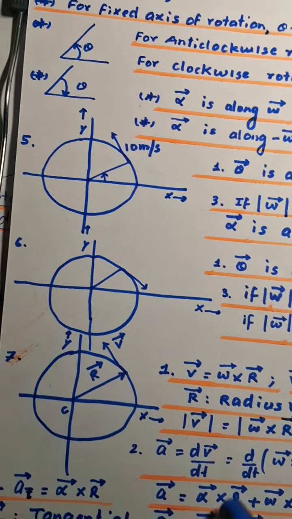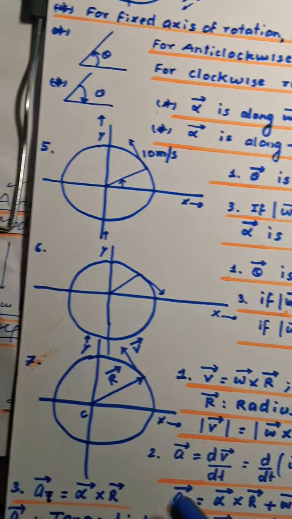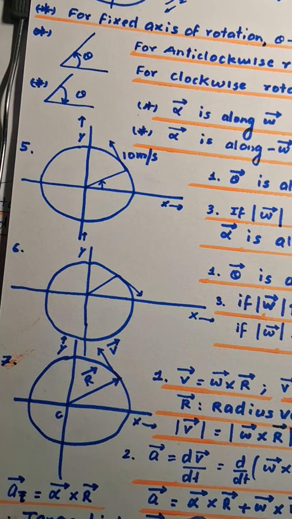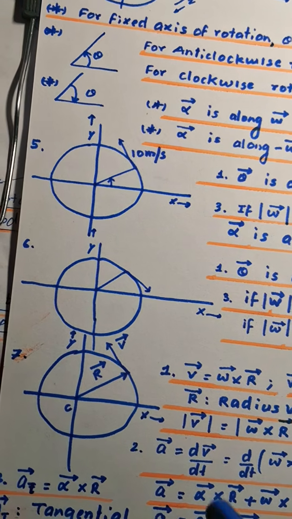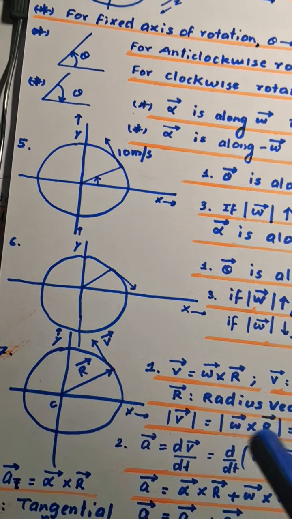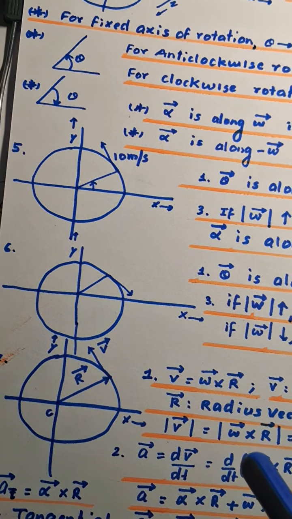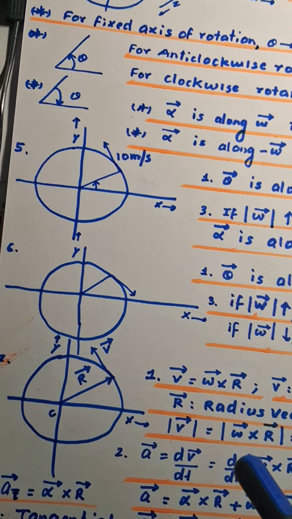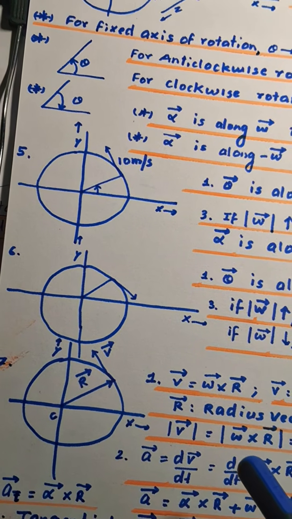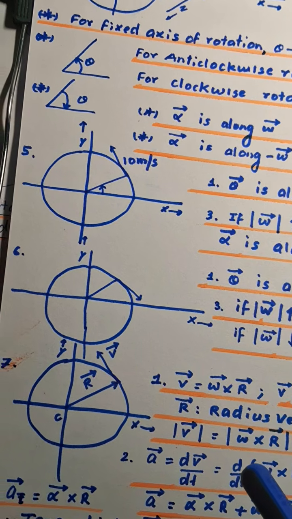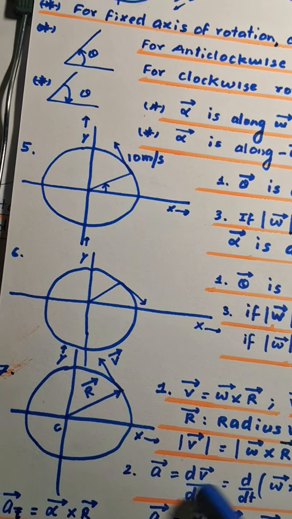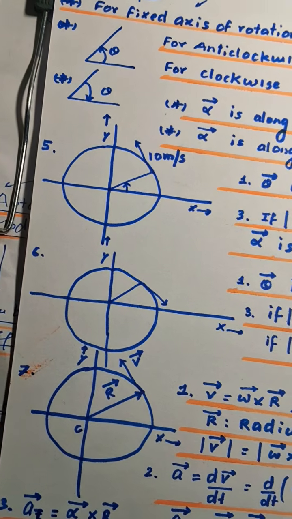Now here is the thing. Alpha cross r is called the tangential acceleration, and if calculated, its direction will be along the line of action of velocity. It may be parallel to velocity or anti-parallel to velocity. Now there is a point. If tangential acceleration is along the velocity, that is, parallel to the velocity, the speed or magnitude of velocity will increase. Whereas if it is opposite to the velocity, the speed or magnitude of velocity will decrease. So this is the analysis we can make about the tangential acceleration.